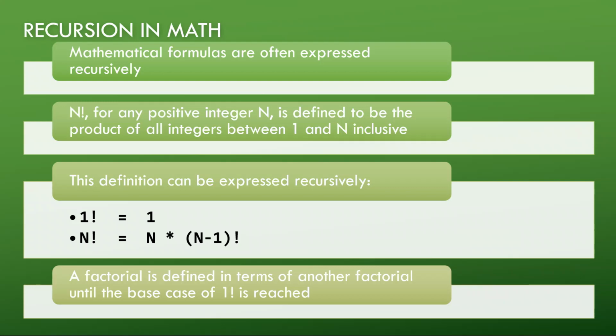Mathematically, you may have seen recursive definitions before, in a formula. For example, n factorial, for any positive integer n, is defined to be the product of all integers between 1 and n. So if we have 3 factorial, that means 3 times 2 times 1. This definition can be expressed in the following way: 1 factorial equals 1 as a base case, a smaller problem, and n factorial equals n times (n minus 1) factorial. It's what you expect: if we're doing 5 factorial, that's equivalent to 5 times 4 factorial, and so forth. It breaks down to where you finally get to 1 being a base case.